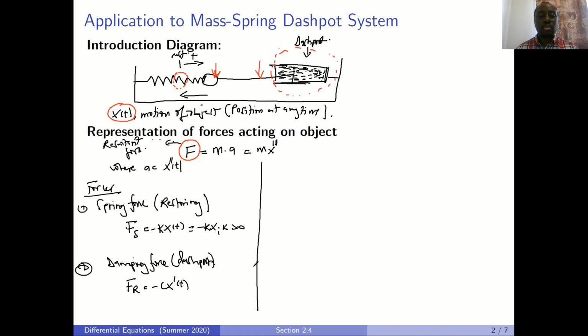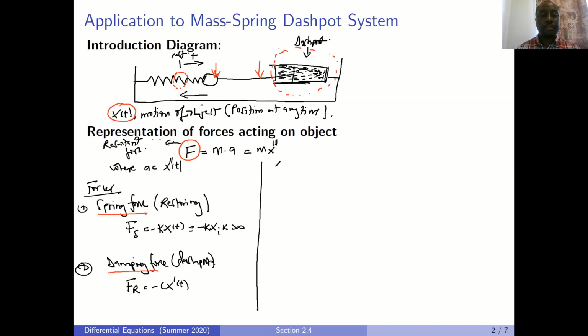Now, if there is no other force acting on this object, we are going to ignore the effect of gravity for the moment, because we are suspending this mass with a spring, and whatever is happening in terms of gravity is happening uniformly. And so we're only going to consider the spring force and the damping force as the main forces that contribute to the left and right motion of this object.